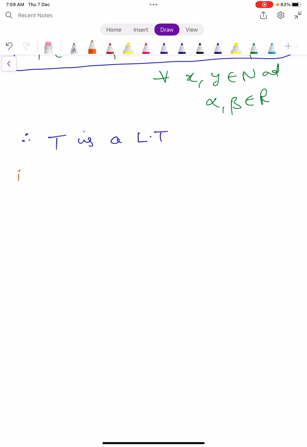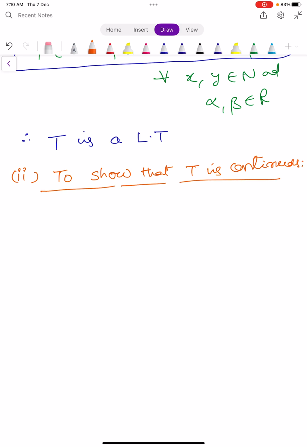Next, in the second case, you have to show that capital T is continuous. To prove that capital T is continuous, we use the definition of norm.